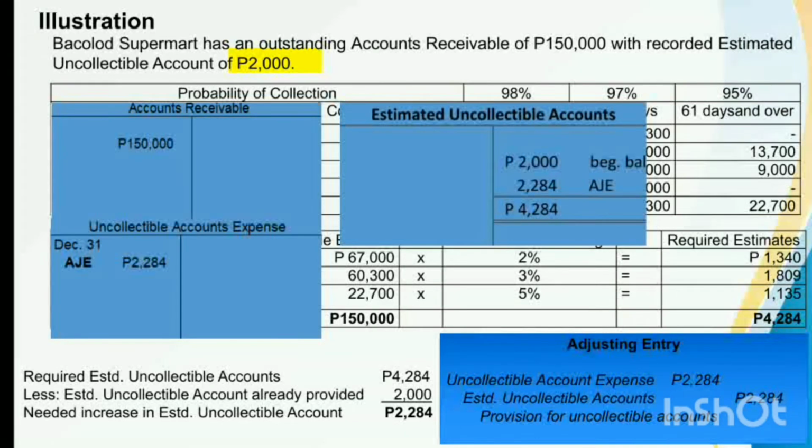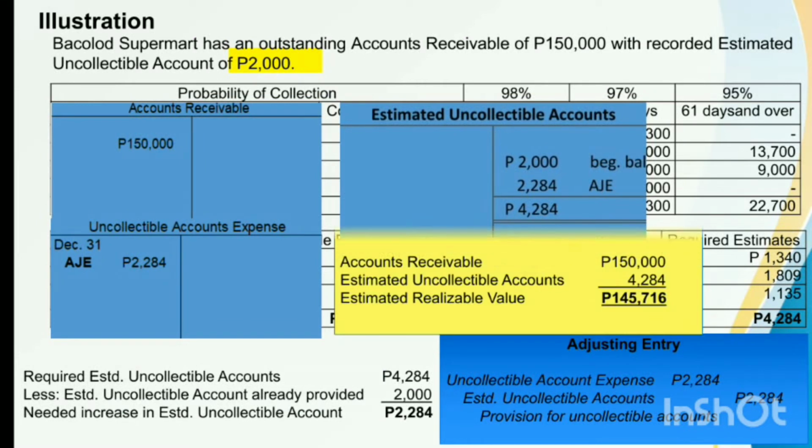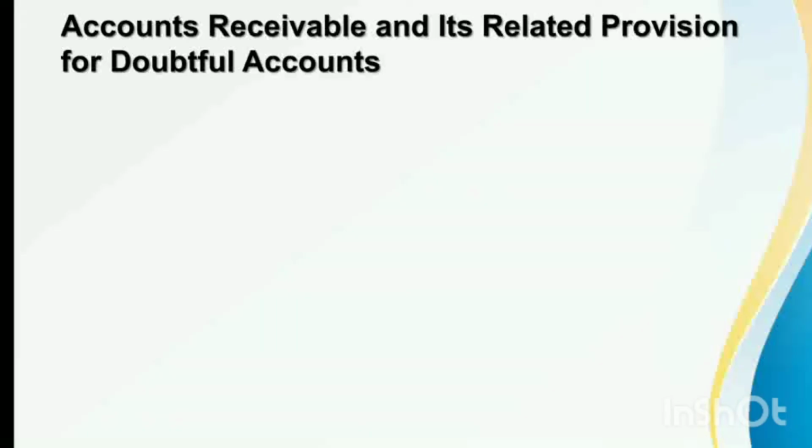In the balance sheet or statement of financial position, the accounts receivable will appear as follows. So accounts receivable outstanding 150,000 pesos less the estimated uncollectible accounts of 4,284. So the estimated realizable value of the accounts receivable is 145,716 pesos.